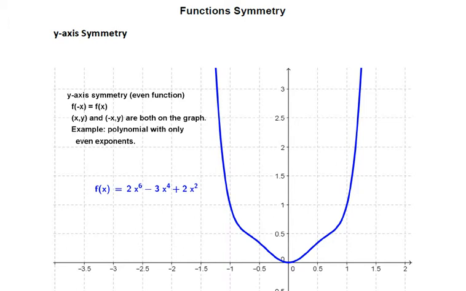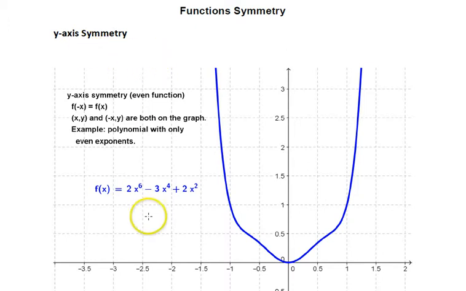This is Derf Sites. This functions tutorial is about symmetry. The first kind of symmetry we're going to investigate is y-axis symmetry.